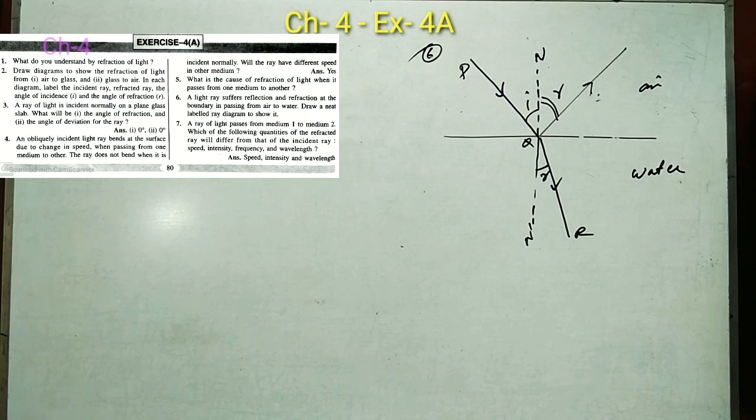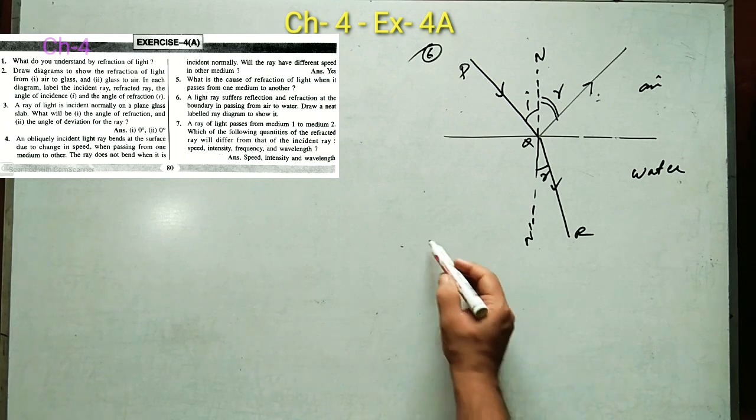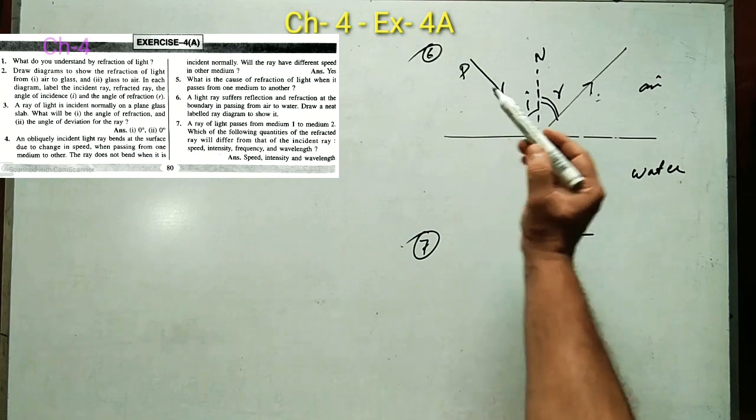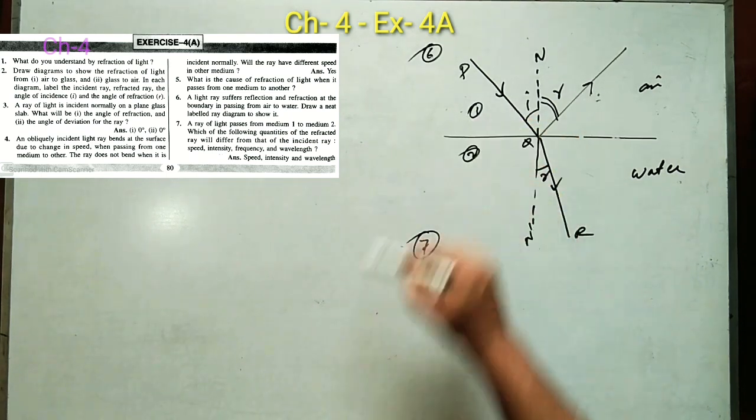Clear? Now question number 7. A ray of light passes from medium 1 to medium 2. Which of the following quantities of the refracted ray will differ from that of the incident ray? A ray of light is moving from medium 1 to medium 2. The same case, medium 1 to medium 2.